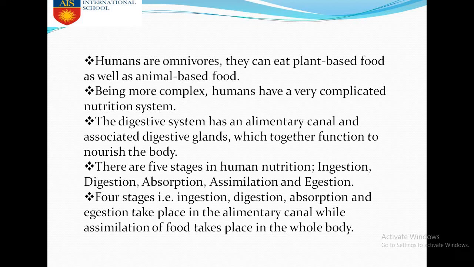Now the digestive system which we have consists of two parts: the alimentary canal and associated digestive glands. So I am repeating myself, the digestive system consists of two parts, an alimentary canal and associated digestive glands, which together function to nourish the body. Now let us know what digestion is.